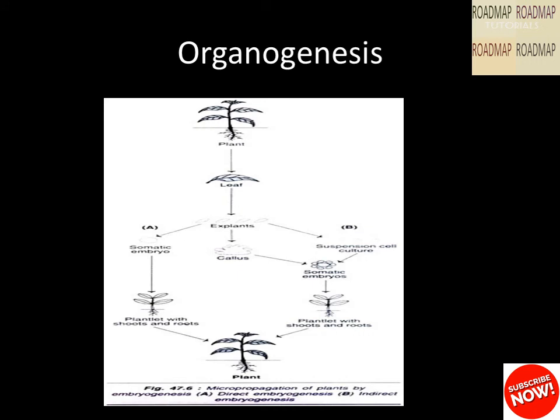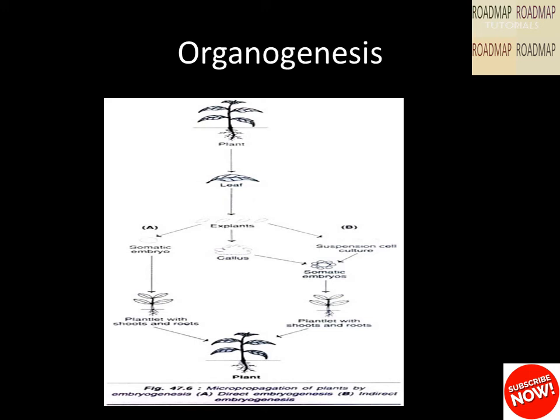Now coming to organogenesis, we know that it is a process of morphogenesis involving the formation of plant organs, that is shoots, roots, flowers, buds from explant or cultured plant tissue. So there are two types of organogenesis. One is direct organogenesis and the other is indirect organogenesis.